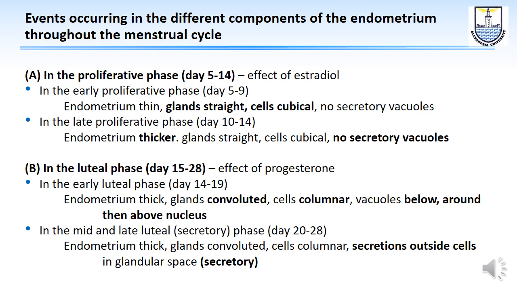In the mid and late luteal phase, which is also called the secretory phase, after day 20, the endometrium is thick, the glands are convoluted and less columnar, but you see that secretions have gone out of the cells and into the glandular space. This is why, before the era of hormonal assays, when we wanted to know if a woman was ovulating or not, we would take a premenstrual endometrial biopsy and send it to pathology. They would come back with a report saying secretory, meaning that she has ovulated, or non-secretory, meaning that she has not ovulated.